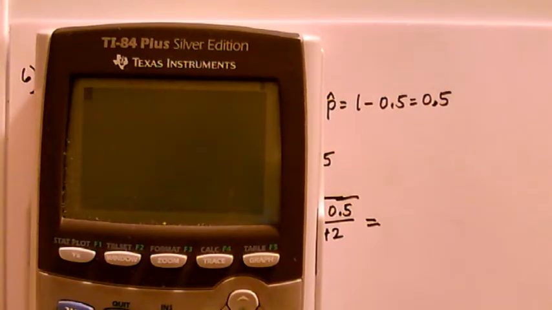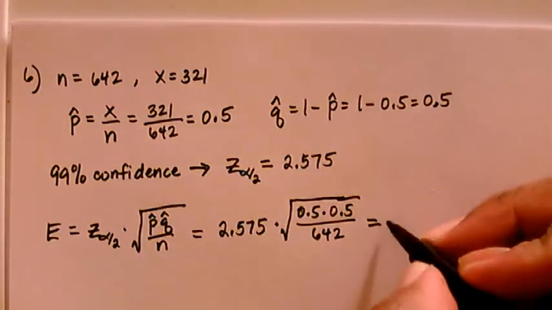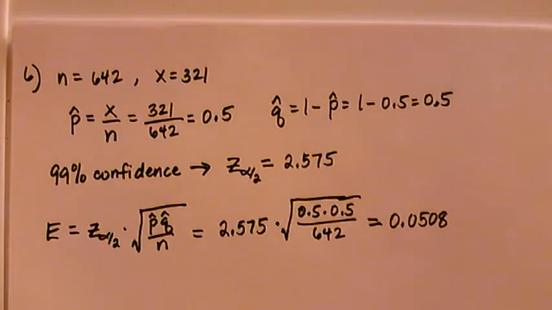So in this case, we will type in 2.575 times the square root, second x squared for the square root, 0.5 times 0.5 divided by 642. And then hit enter. And I'm going to round this off to 4 decimal places. I'm going to round this off to 0.0508. That's going to be the margin of error. 0.0508 will be my margin of error.